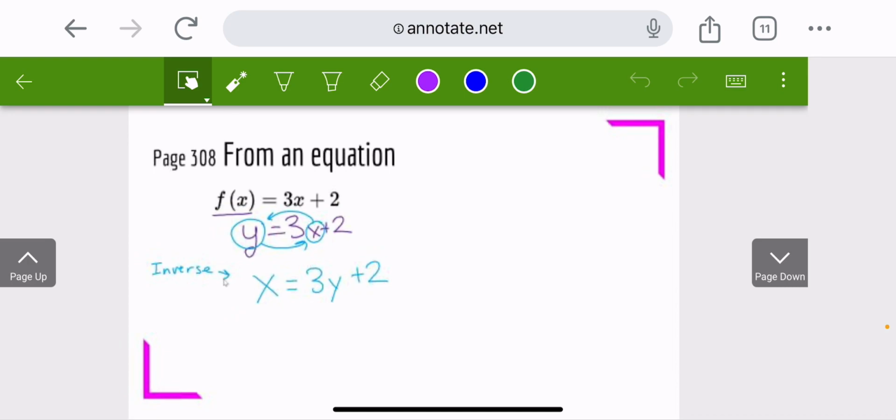What do I need to do to get y by itself here? Subtract 2. So I'm going to subtract 2 from both sides. Whatever I do to one side, I do to the other. We get 3y equals x minus 2. Y is not quite by himself though yet. So what do we need to do? Divide by 3. So we're going to have x minus 2 divided by 3 equals y. Woohoo!